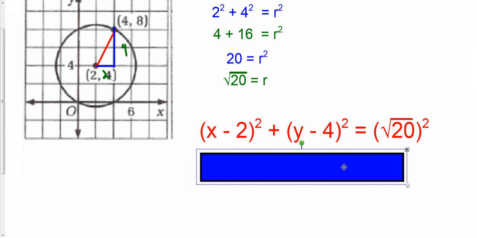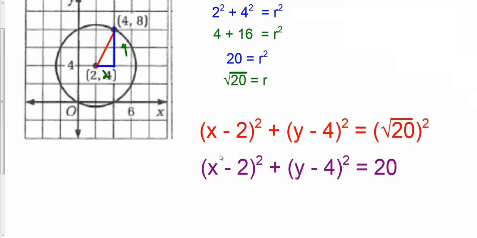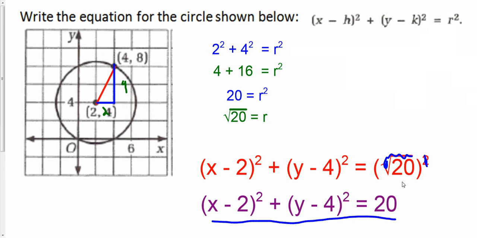Now we can simplify that a little bit. The x and the y piece, or everything on the left, can't be simplified any, but square root of 20 and then squared, this squared part cancels out with our square root, and it just leaves 20. So this in purple, this last piece here, is our simplified equation for this circle. If you were to plug this into a calculator or some other graphing software, it would be able to graph this exact circle.